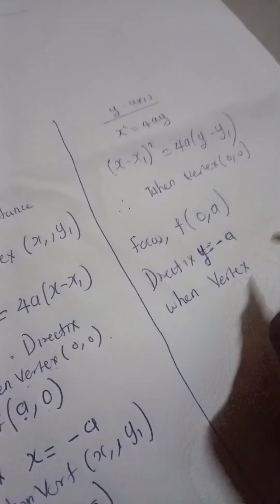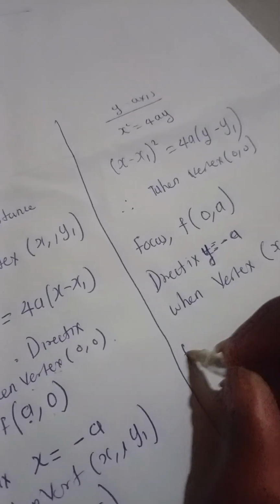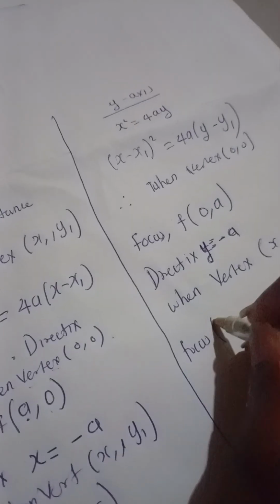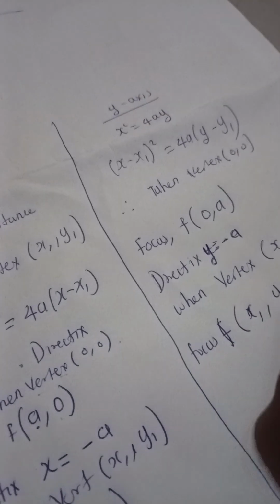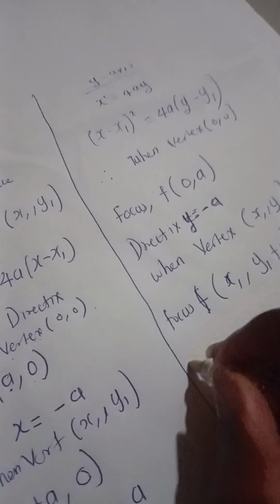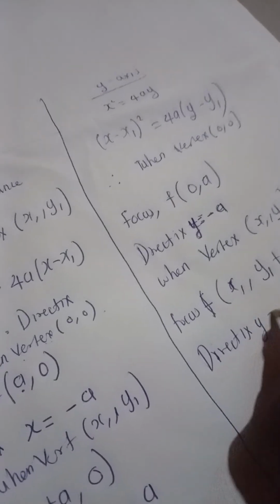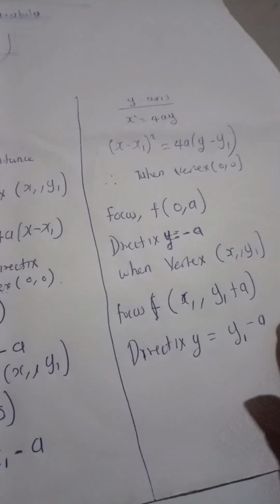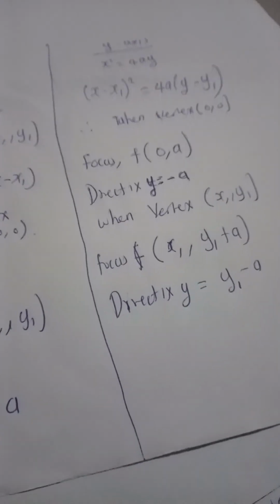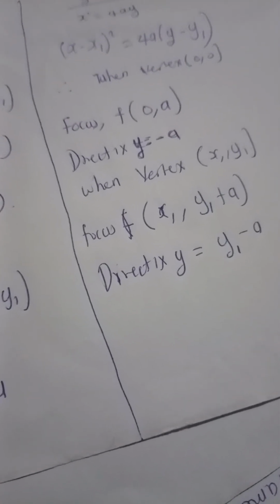So when the vertex is (x1, y1), you have focus F (x1, y1 plus a), then directrix y equals y1 minus a. Okay, so these are the major things you need to know. So we'll solve more problems in the next video.